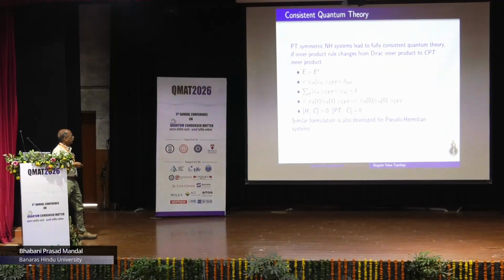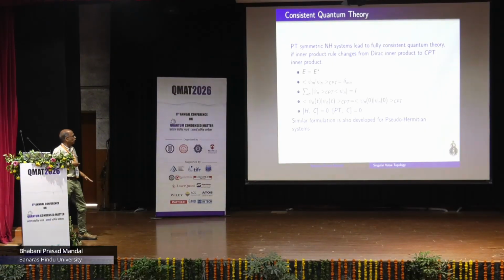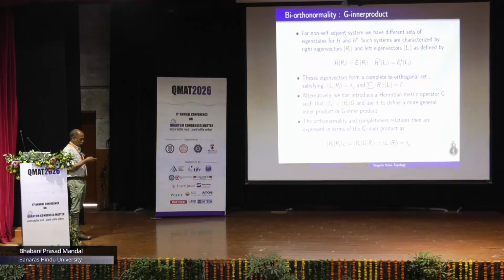So if you modify your inner product with the CPT inner product, we consider the non-Hermitian theory in a modified Hilbert space, which does not have the conventional Dirac inner product. We have a CPT inner product, then all four basic properties are satisfied. Similarly for pseudo-Hermitian theories. Later, people put all these things in a better framework, which is bi-orthonormality and the G inner product. So I skip over that.